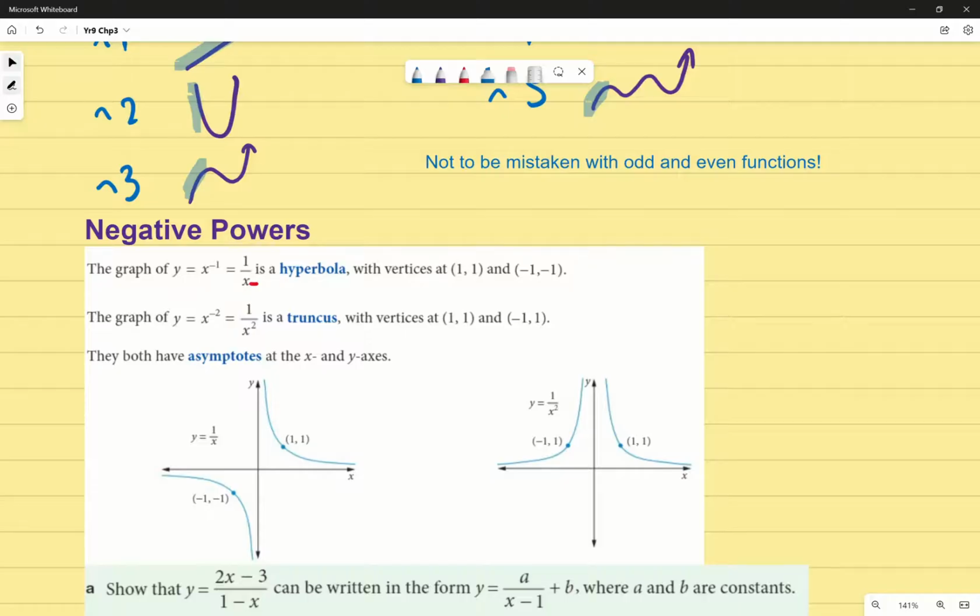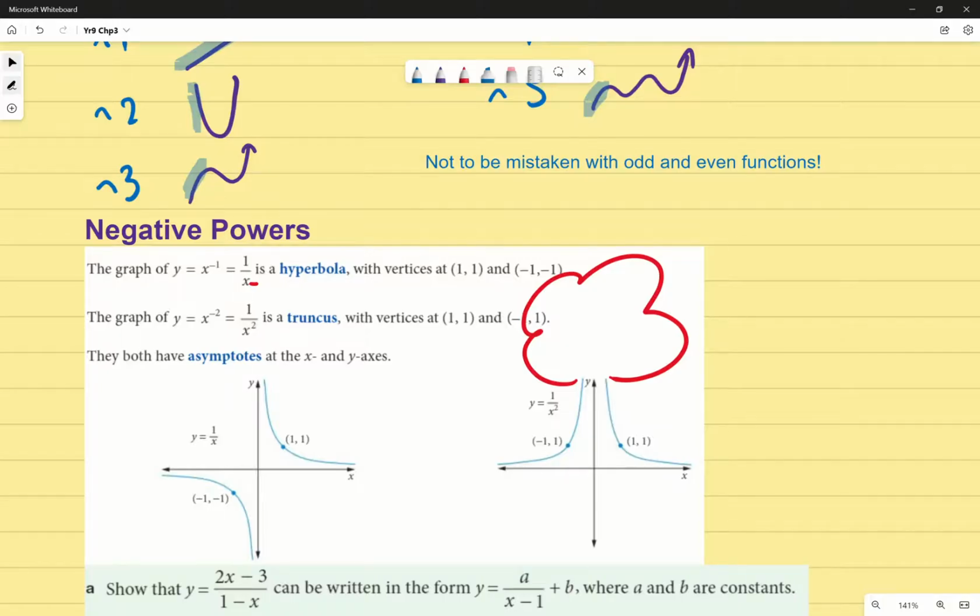The graph of y equals x to the power of negative 2 is 1 over x squared. Of course, it's our truncus, right? I just remember truncus because it looks like a trunk of a tree. There you go. And our asymptotes are pretty similar as well. Any questions?